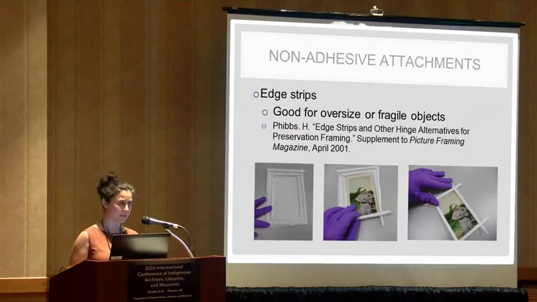Another type of non-adhesive attachment are edge strips, which are especially good for oversized or fragile objects because they fully support all the edges. This is a technique that was invented by Hugh Phibbs and is outlined in the article mentioned here if you want to get more specifics on how to make them.